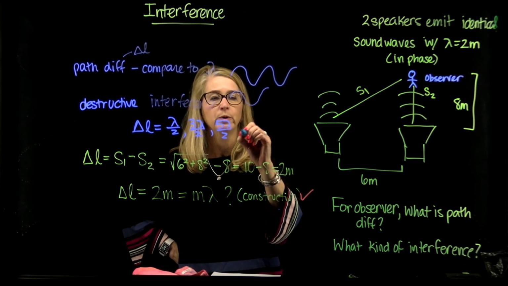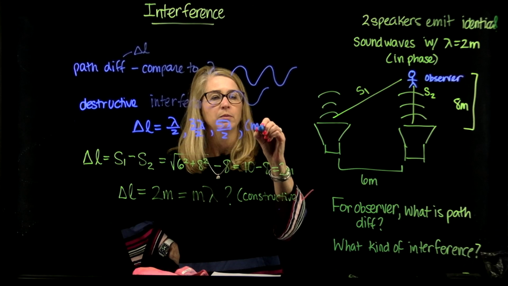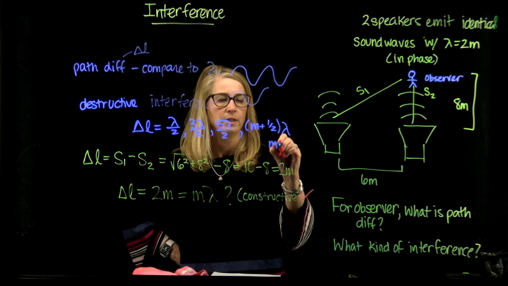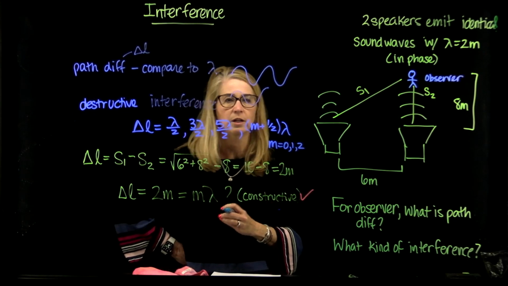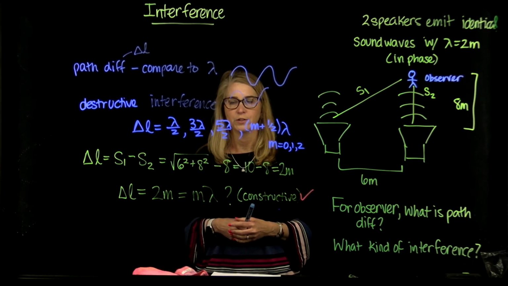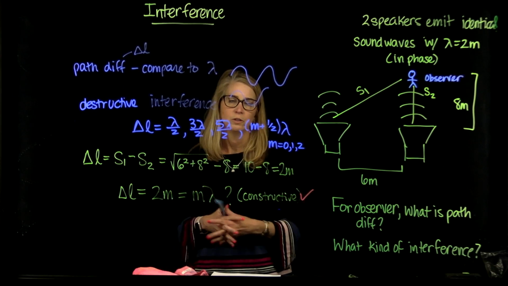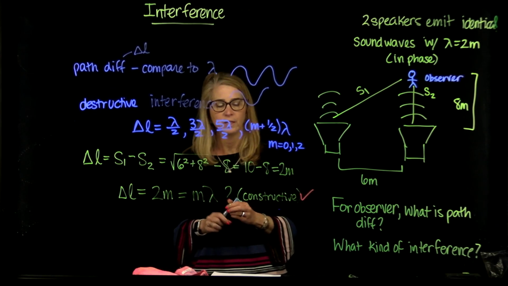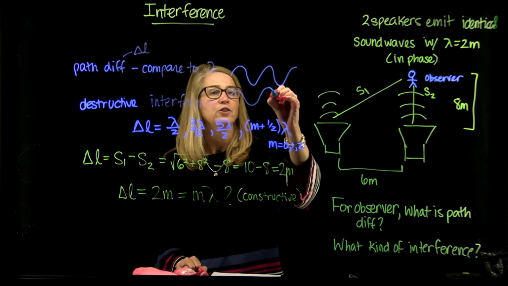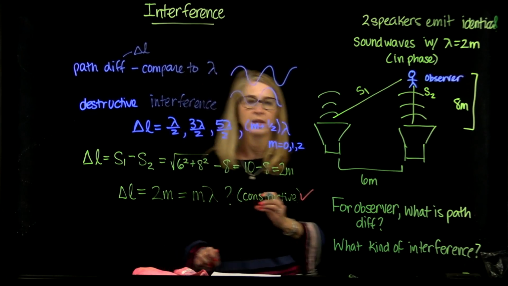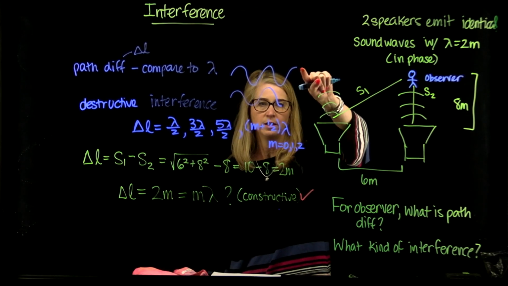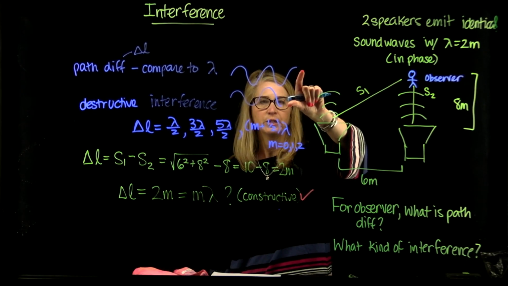And so sometimes how we write this is m plus 1/2 times the wavelength, where m is equal to 0, 1, 2, etc. I did write down the constructive interference condition previously, and now I wanted to show you the destructive interference. Because if we had destructive interference, now if these two waves arrive, one is in a trough and one is in a crest, they're going to exactly cancel each other out.